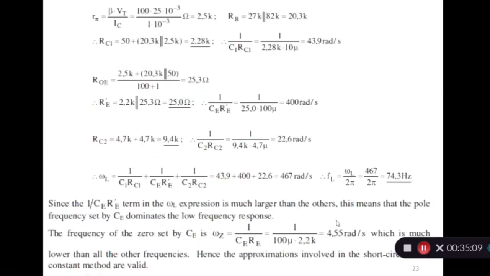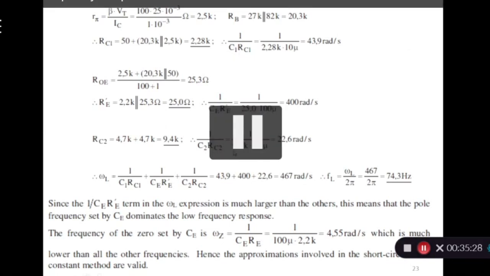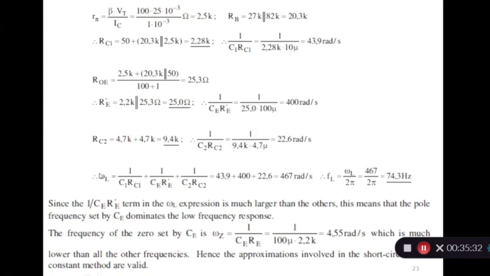After calculating all those three resistances looking from the capacitors, like RC1, RC2 and RE, you can calculate 1 upon R1C1, 1 upon RECE, 1 upon R2C2. Put in the values, find the values here. Then you can calculate the omega L using this formula, putting in all the values. Or you can calculate the FL.